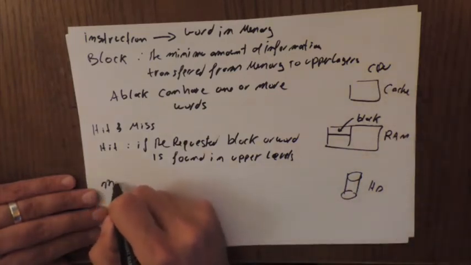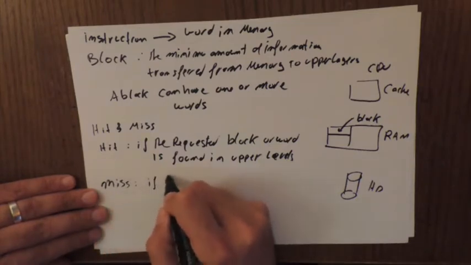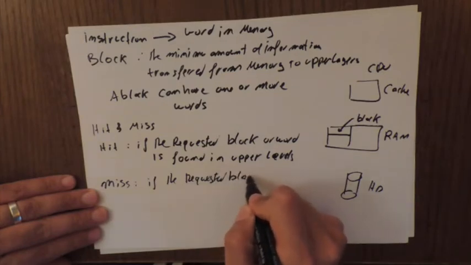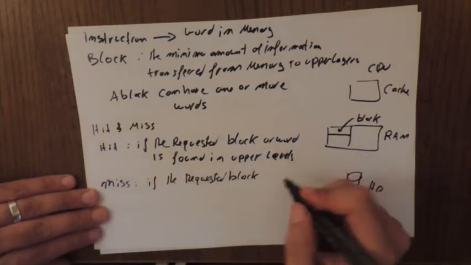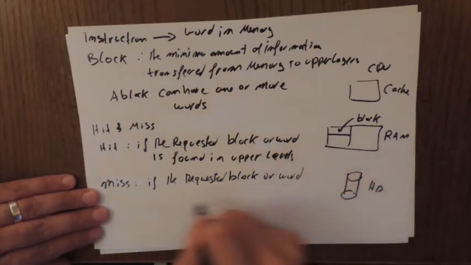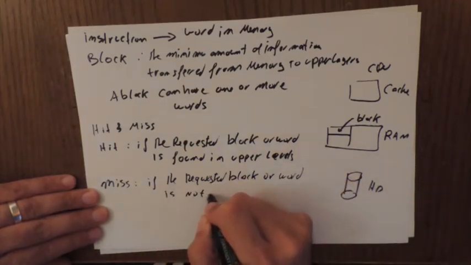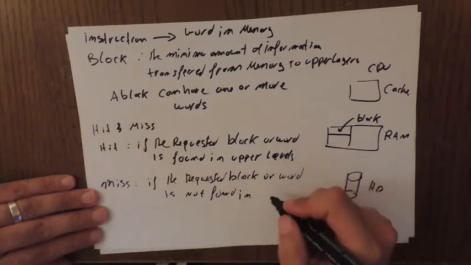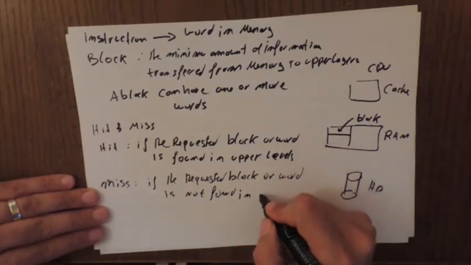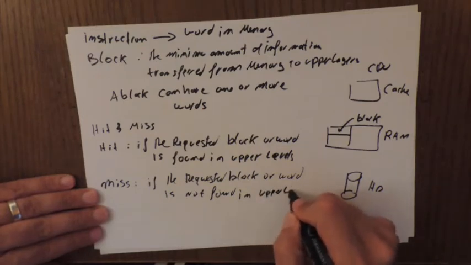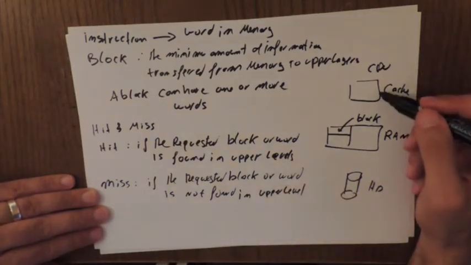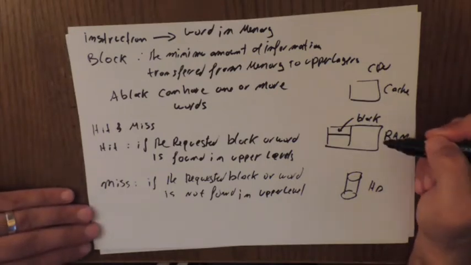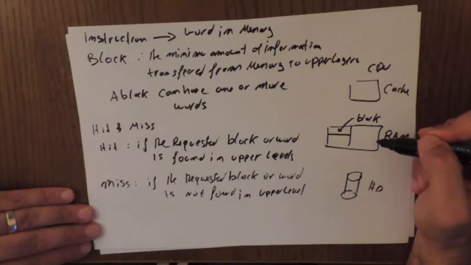A miss is if the requested block or word is not found in memory, in the upper level. So always when I'm in cache, this is the upper level, this is the lower level. So if I'm in RAM, a miss in RAM is a miss inside this data memory.